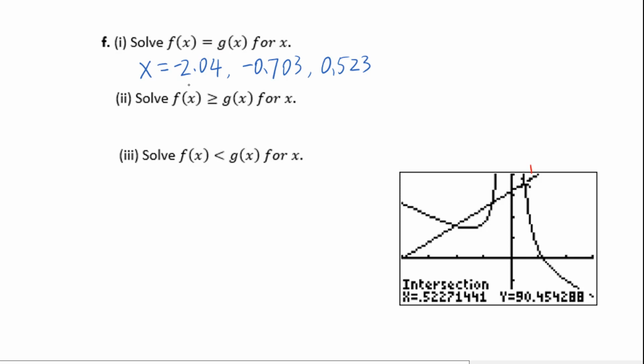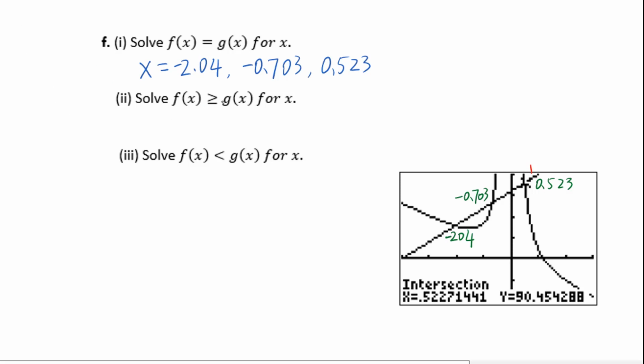Now, let's go back to F to solve f of x equals g of x. Since we already figured out 3 intersections, the x-coordinates of these 3 intersections will be the solution for f of x equals g of x. That is x equals negative 2.04, negative 0.703, 0.523. Let's go to number 2.